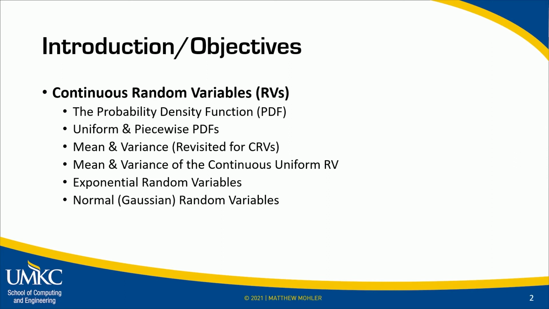And then after that, we'll take a little bit of a detour back over to the MIT lectures and talk about the mean and variance of the continuous uniform random variable, exponential random variables, and then a random variable that most of us are probably familiar with already, but that is a normal or Gaussian random variable, which is a form of continuous random variable. So with that, we'll go ahead and kick right off into our first section, the probability density function.